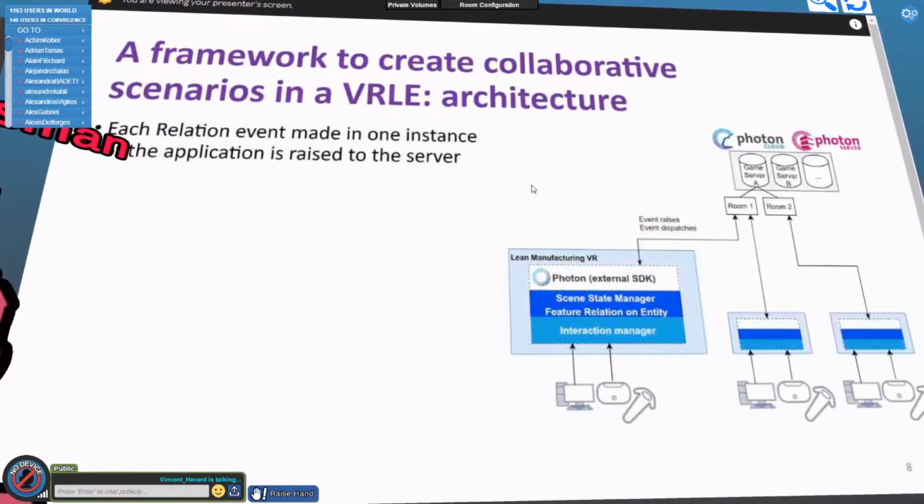So each time someone is doing something in the first application, the event is dispatched to room 1.